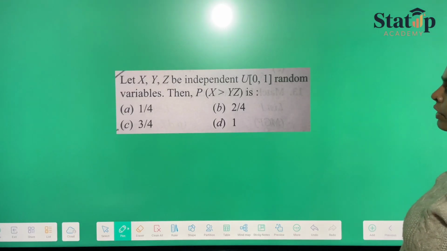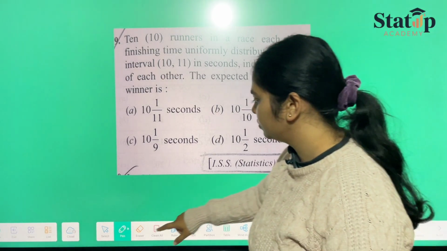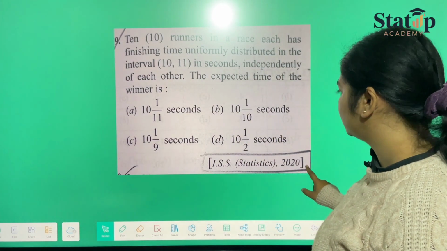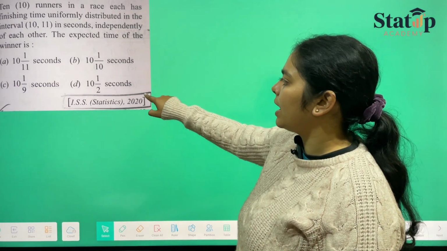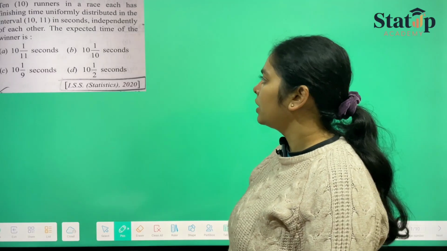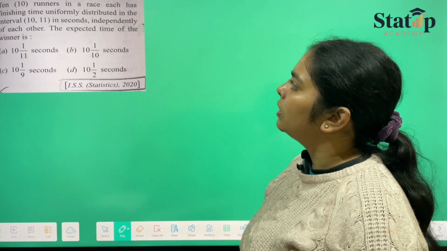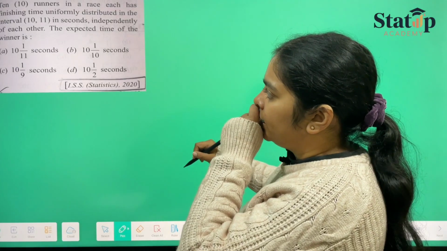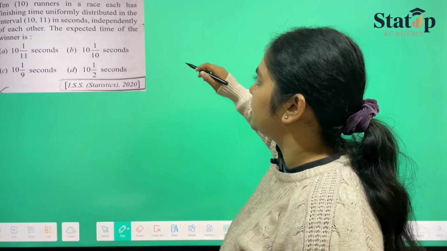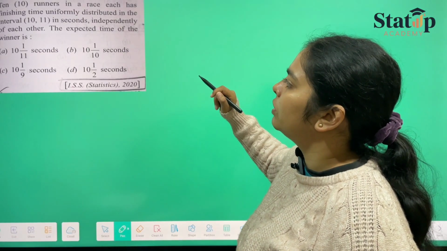Now moving forward to another question, which is one of the PYQs of our ISS examination. Here they have given there are 10 runners, and all of them have reached the finishing line, and they are uniformly distributed in the interval 10 and 11 seconds independently of each other. The expected time of the winner is.